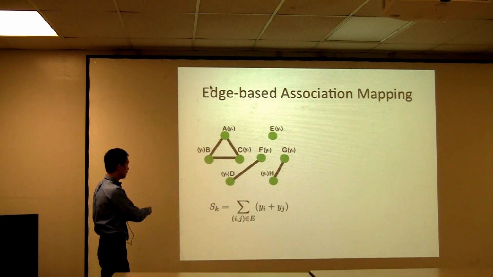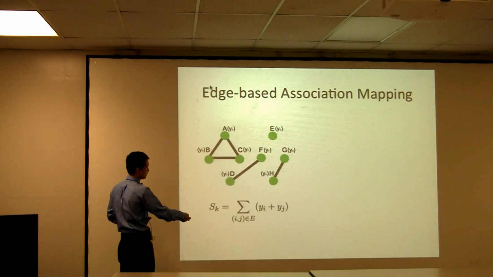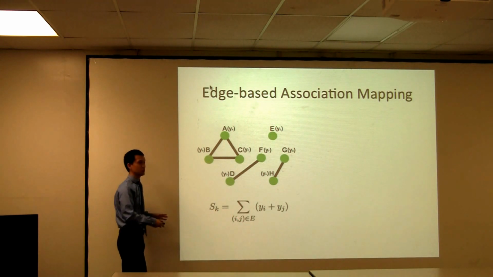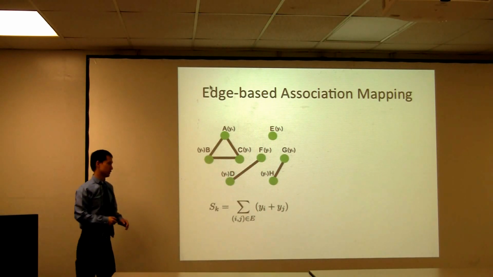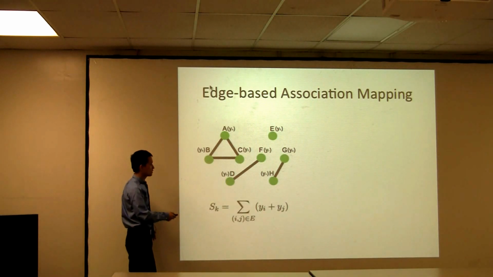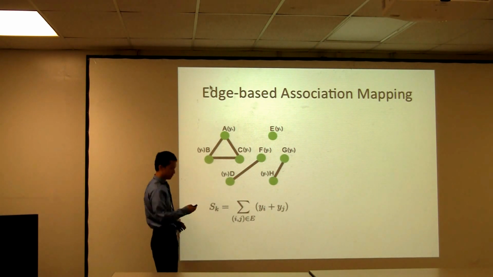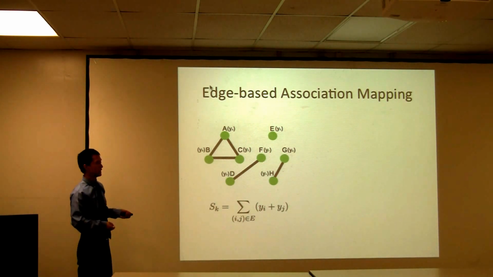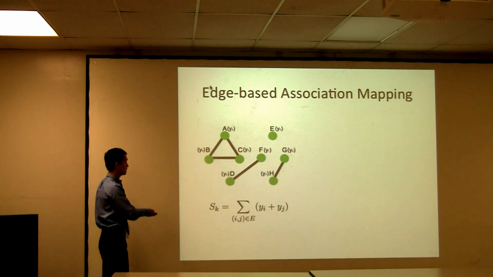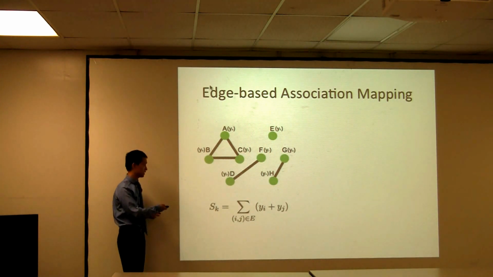However, because this test statistic depends on the edges, which are determined by 2 individuals, it is really hard to derive the asymptotic distribution of this test statistic. So we have to use a permutation test to assess the significance level of this statistic.